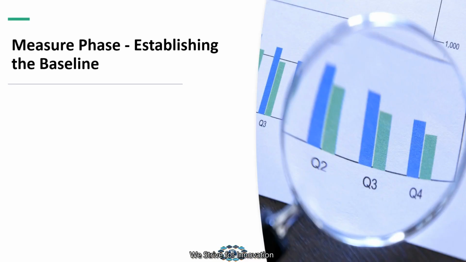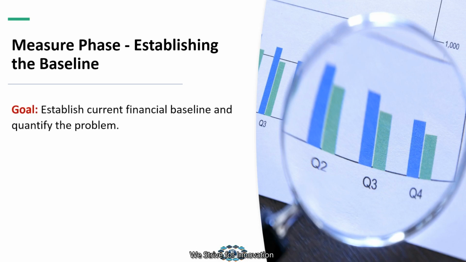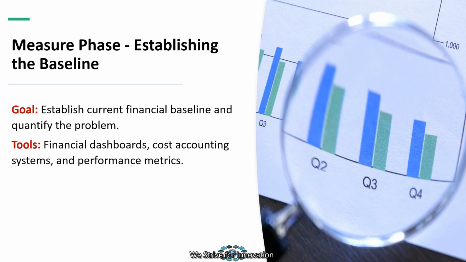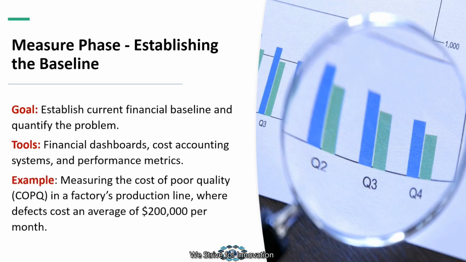Measure phase. What will be your goal? First, you establish the current financial baseline, because you have to have a baseline, where you want to go from that point upward, and quantify that problem. Tools you'll be using here: financial dashboard, could be cost accounting system, and performance metrics. Example, let's say you want to measure the cost of poor quality in a factory production line, where defects cost an average of $200,000 per month.